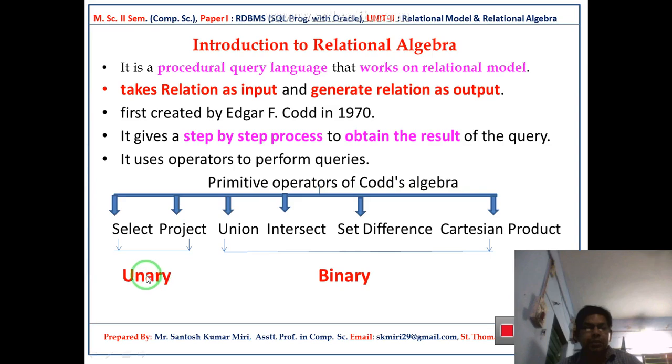There are two types: unary operation and binary operation. In relational algebra, operations are classified into unary and binary. Unary operations are select and project. Binary operations are union, intersect, set difference, and Cartesian product.